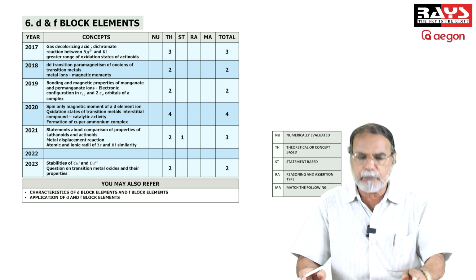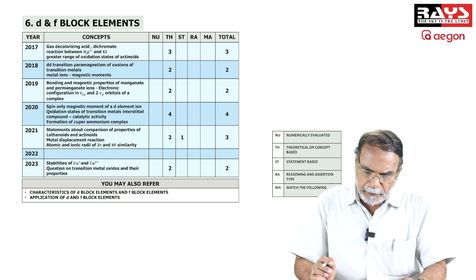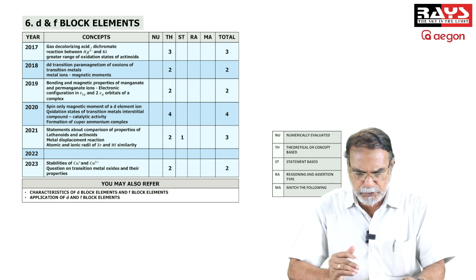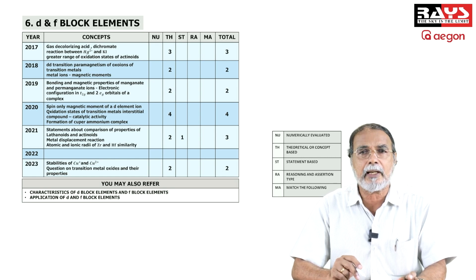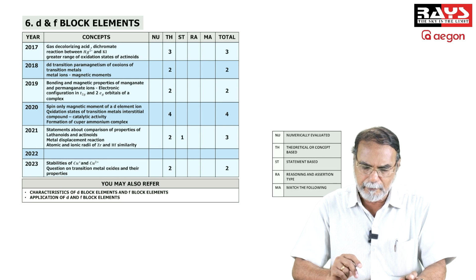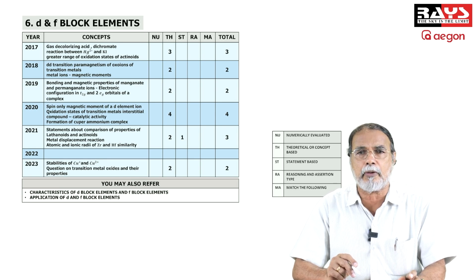Now coming to the D and F block elements, remember it's a very important chapter and so many questions were asked in the previous years. 2017, there was a reaction between sulfur dioxide and acid dichromate, one question. And there was also the reaction between mercuric ions and potassium iodide to form K2HgI4, a complex.